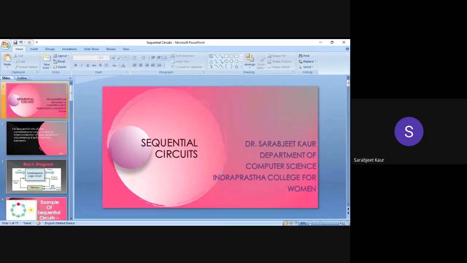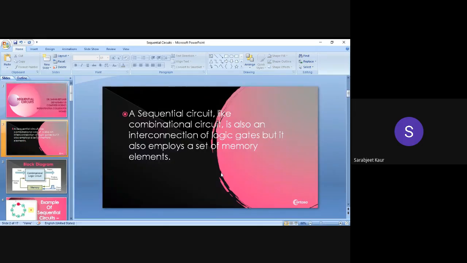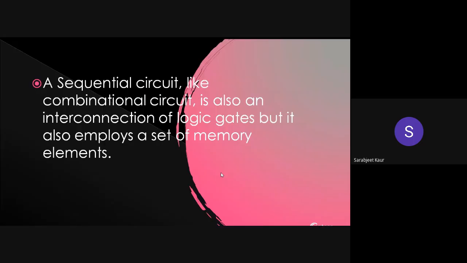As we have done earlier, a flip-flop is an example of a sequential circuit. So what is a sequential circuit? We had said that a sequential circuit, like a combinational circuit, is also an interconnection of the logic gates. So basically it is an interconnection of the basic logic gates that we had studied or their extended forms. But it differs from the combinational circuits in that it also has a set of memory elements which store the previous state of the circuit. You remember this? Yes, ma'am.